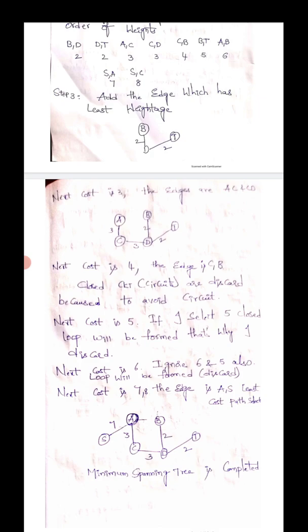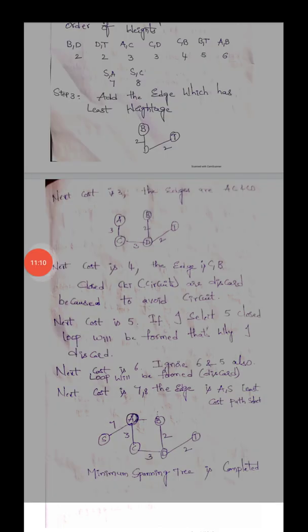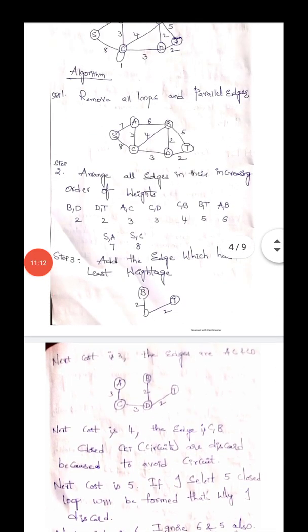So this is the minimum spanning tree of Kruskal's algorithm. By using Kruskal's algorithm, the minimum spanning tree is completed. This is the concept of Kruskal's algorithm. We must not form a cycle. Loop, cycle, closed circuit and closed loop are all the same thing. In a minimum spanning tree, we don't want to form a loop.